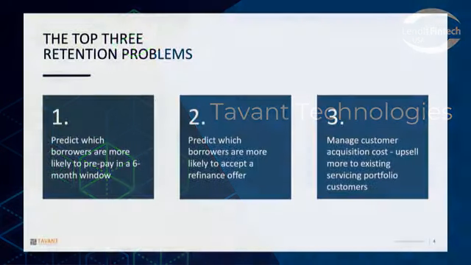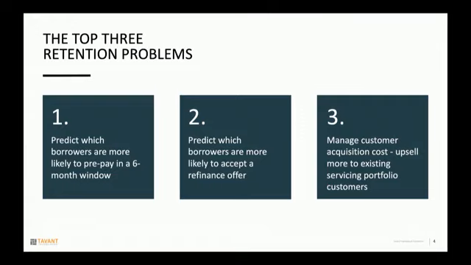Today, we are going to discuss a problem that we've seen over the years. It's about churn and how do you manage churn within your portfolio of loans. The top three problems that we see are predicting which borrowers are in the market to prepay your loan, so either they could prepay, refinance, or just walk away from you. Second is to predict which of those borrowers are most likely to accept a recapture or refinance offer from you as their financial institution.